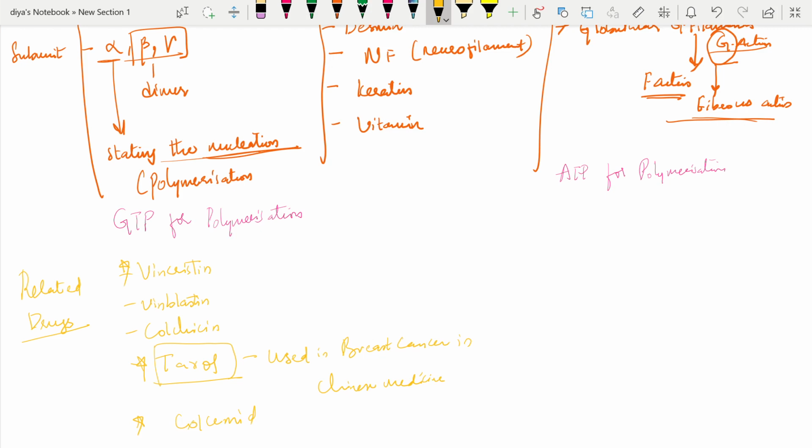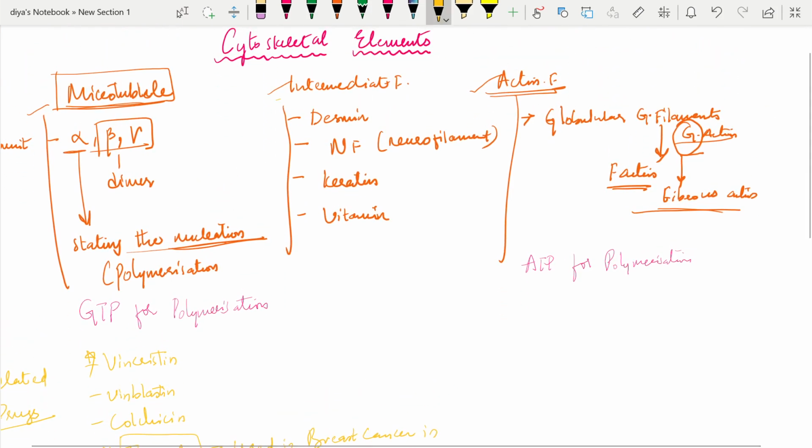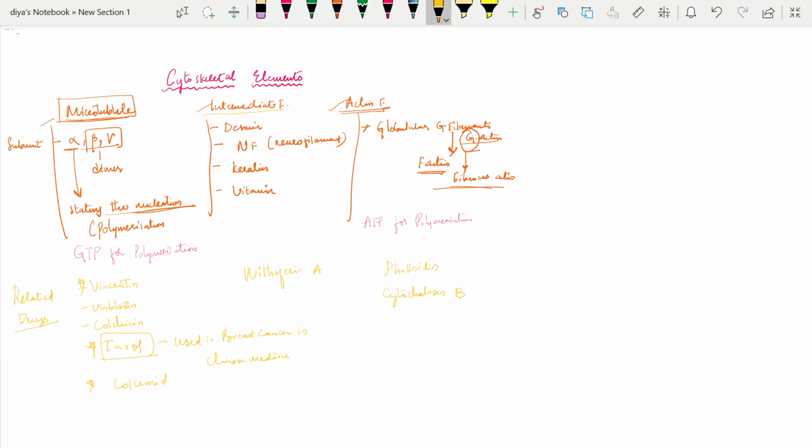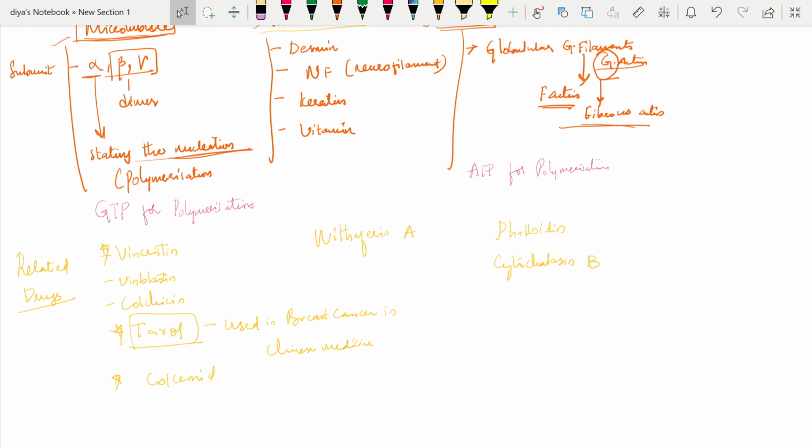The drug associated with the intermediate filament is withaferin A. The drugs associated with actin filaments are phalloidin and cytochalasin B. If you are preparing for any kind of competitive exam, this part is really very important to remember, because these are really asked in those exams.